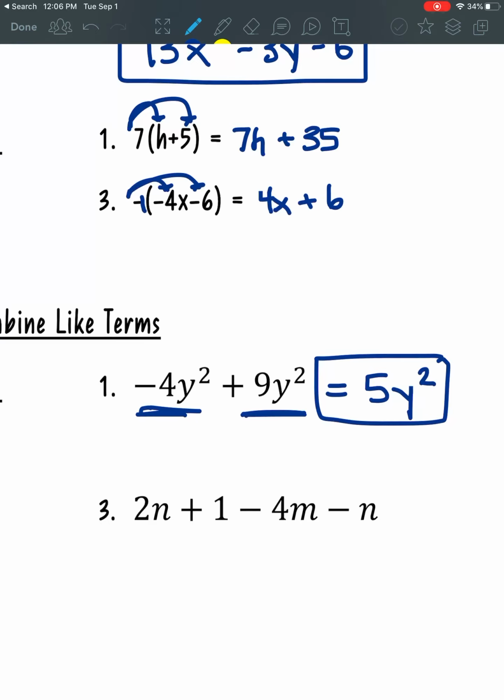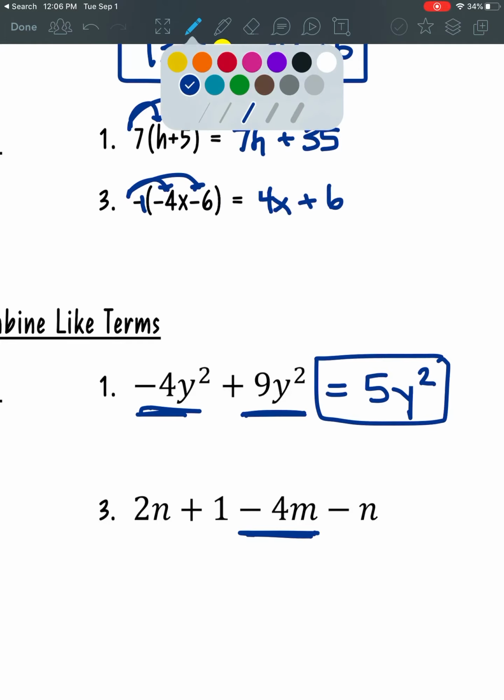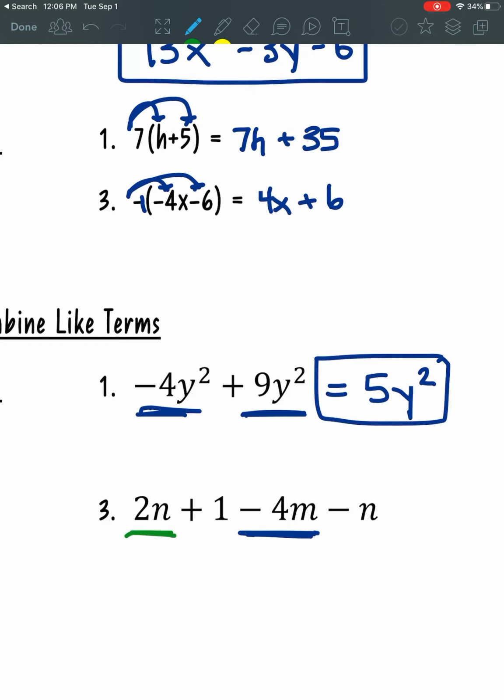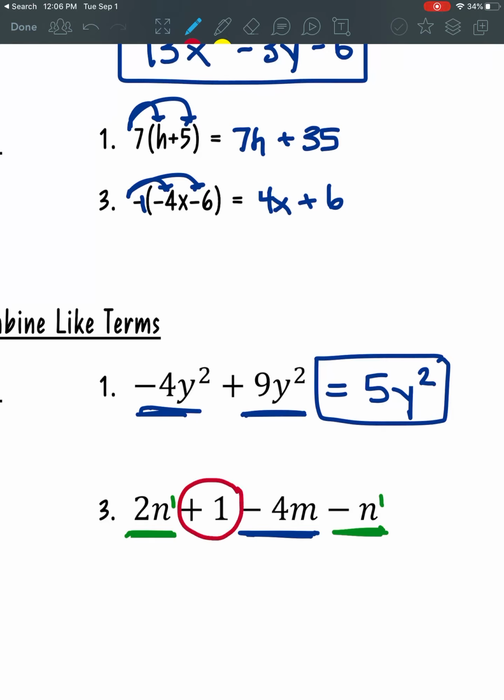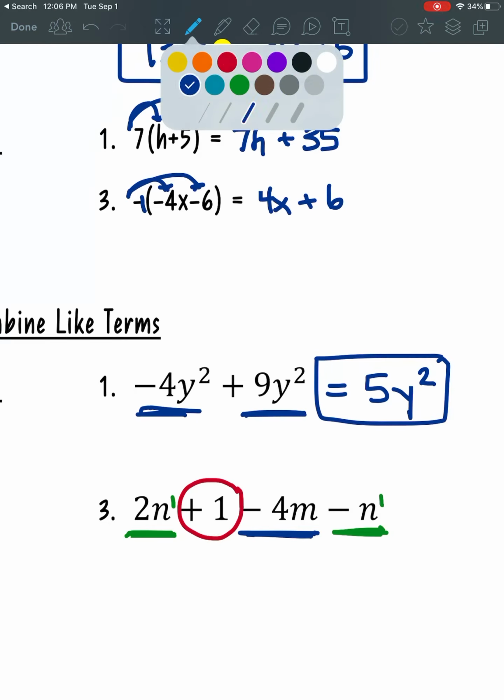Okay? Again, then, if we have multiple variables, so you see we have m and n, then we go in alphabetical order. So I'm going to go straight to the m. So negative 4m, there are no other terms with m, so I'm going to switch colors. We have a variable n. Down here is also an n. The exponents are 1, so those are like terms. Remember, the coefficients can be different. And then our constant is a plus 1 here.